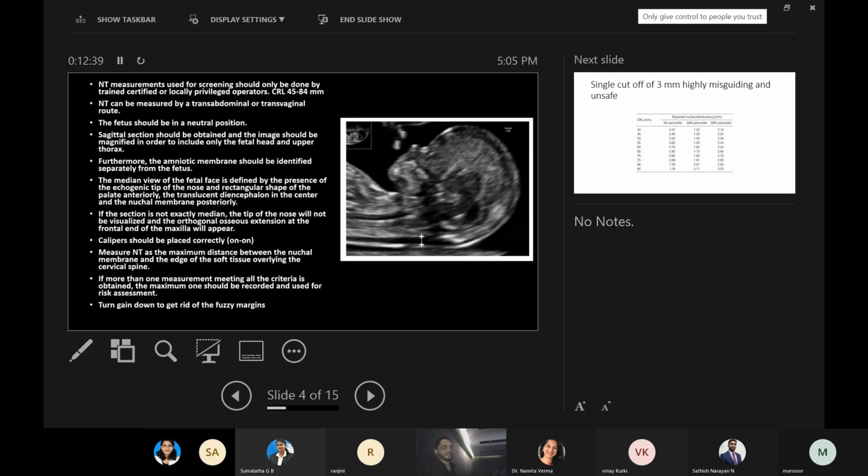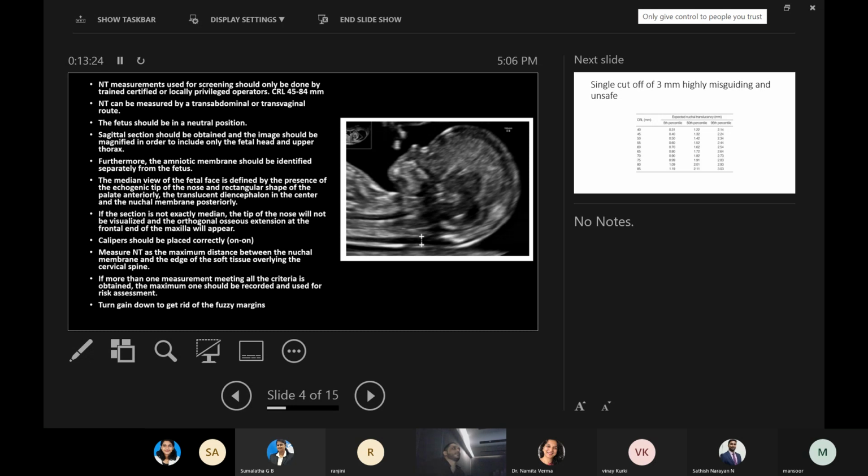So first of all, how should the NT measurement be taken? As per the guidelines, NT measurement should be done by trained, certified, or locally privileged operators, and it should be taken when the CRL is 45 to 84 mm. NT can be measured by a transabdominal or transvaginal route. The fetus should be in neutral position. Neutral position, I already explained, look for the pocket of amniotic fluid between chin and chest. Then the sagittal section should be obtained and the image magnified to include only the fetal head and upper thorax.